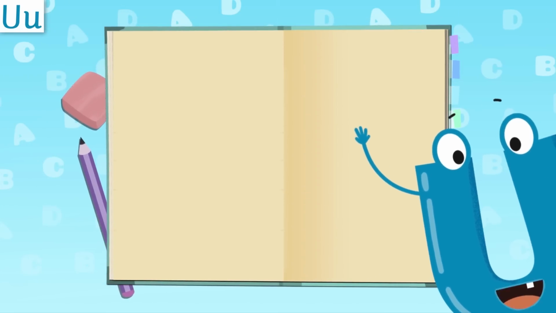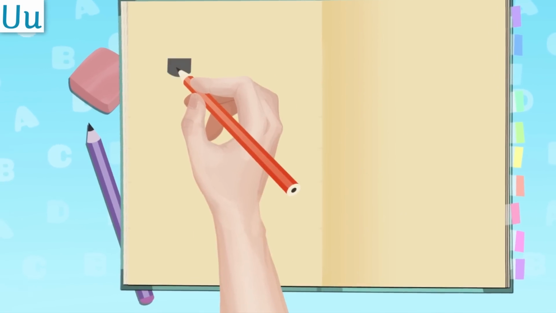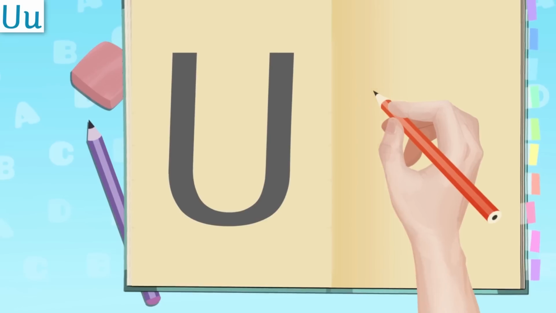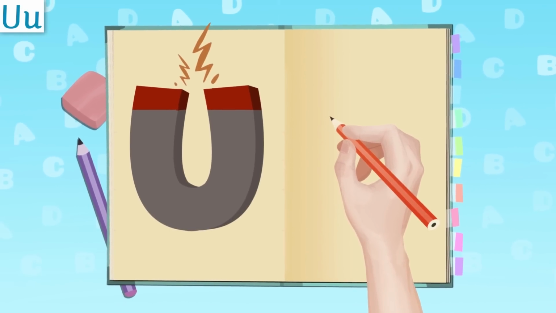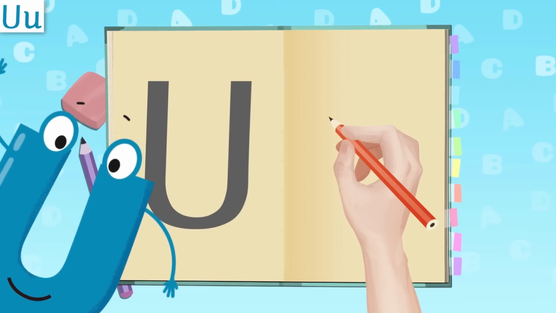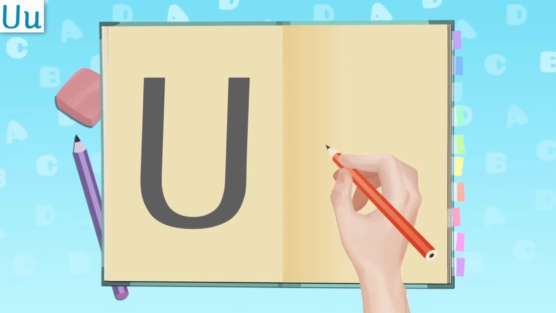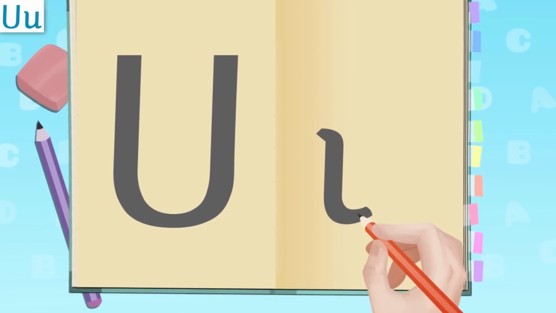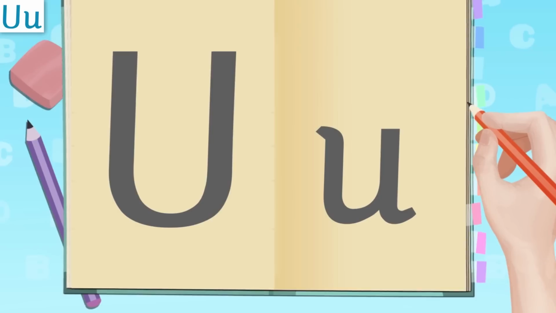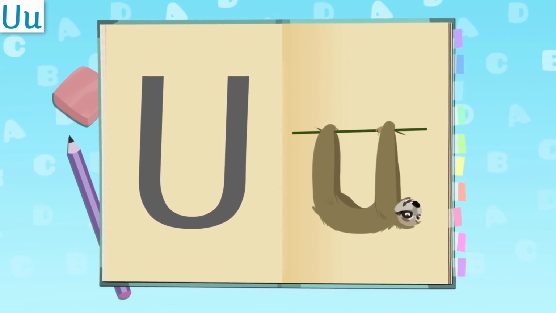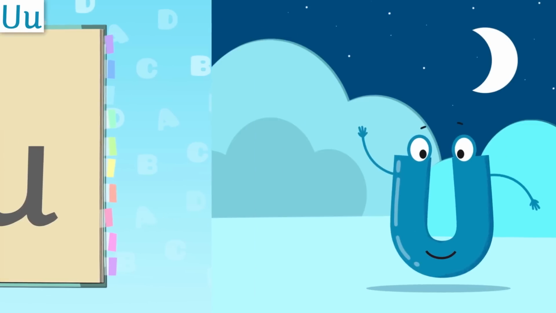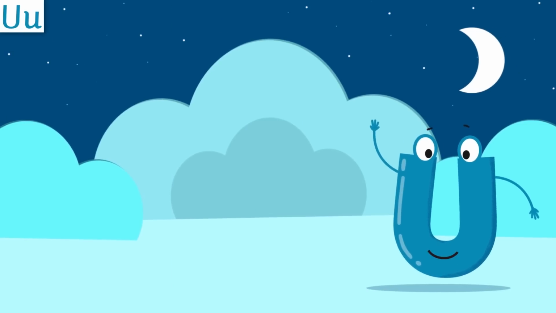Now let's try how to write me. Draw a long line down, curve it in the bottom, and draw a line up. Yup, that's it. It looks like a magnet. The small cap is similar, but with a little tail. Look, I'll show you. We draw a line downwards, curve it at the bottom, and draw a line up, and right at the end, we make a tail here. Good job! It looks like a sloth! Try it at home with pen and paper! It's super easy! I'll show you words I'm in!